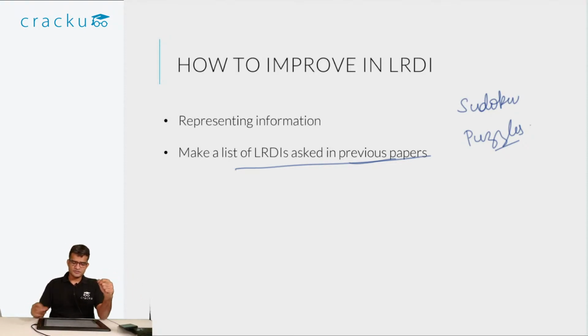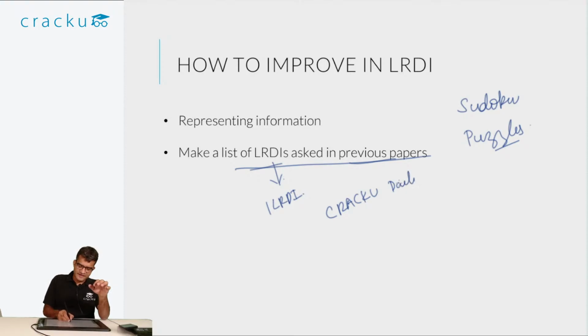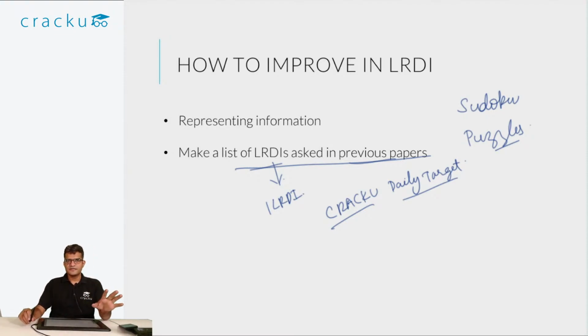In addition to that, you should answer as many LRDI sets as possible. One way in which you can definitely improve is, for example, if you are solving one LRDI set every single day, from a different type of LRDI set. You get this from Krakow Daily Target. Imagine how good you will be on the day of the examination if every single day you are answering the LRDI set provided in Krakow Daily Target. Just that. So from now till CAT, you will have close to say 200 sets which you have answered.